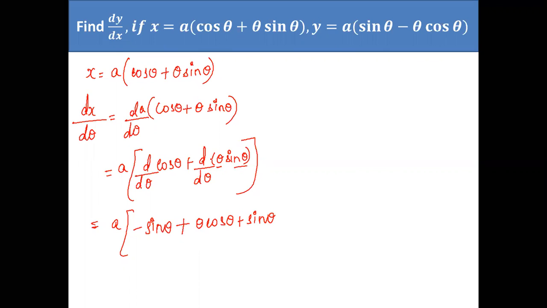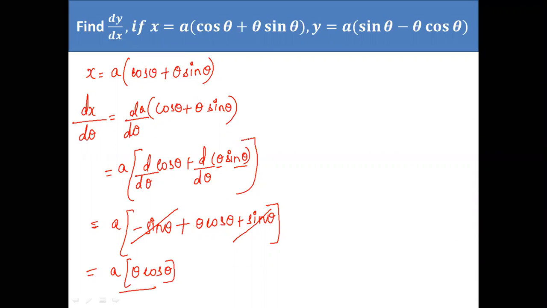What is the derivative of theta with respect to theta, students? It is 1. Good. So sin theta into 1 is sin theta. So you can see minus sin theta plus sin theta cancels. So we'll be left with a into theta cos theta.